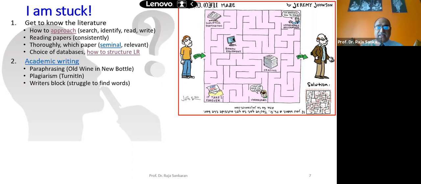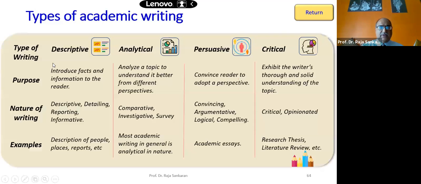And then similarly, when we are writing our research papers or thesis, each one of us gets into a blockage, a struggle to find some of the words. What should be the right word to use? Whether I should use this or should I use something else? There could be a kind of bottleneck which comes in. So we need to understand this and how to come out of it.